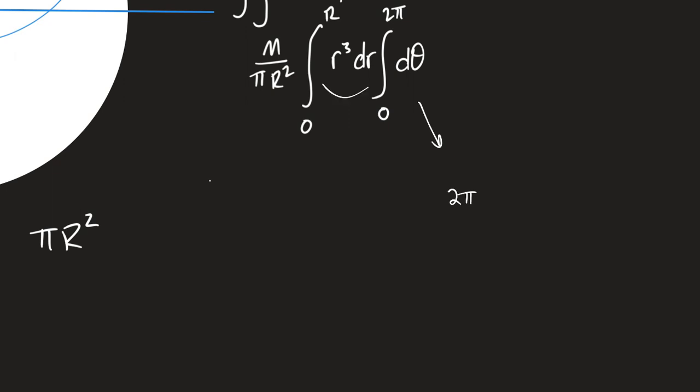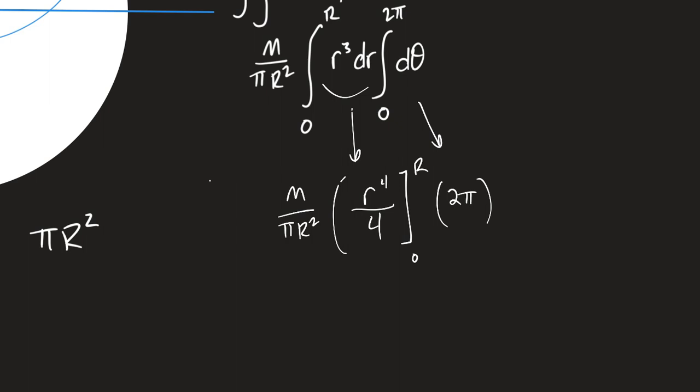This one, polynomial rule. I have r cubed, so I'm going to increase the exponent by 1 and divide by the new exponent. I still have to apply my limits. And I'm going to bring down the m over pi r squared. Okay, so let's apply the limits now, because we're really almost done. I've got m over pi r squared, I've got r to the 4th over 4, and I've got 2 pi.